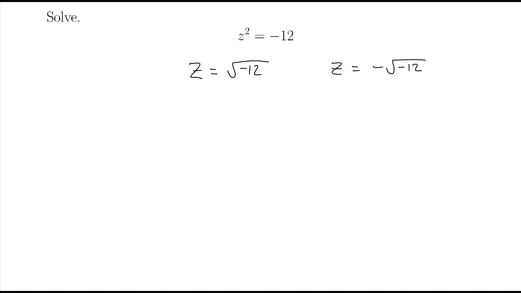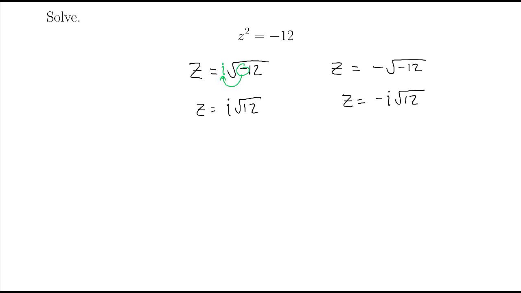Now, we used to say that you can't have a negative under a square root. Okay, well, technically true, technically false. We can't leave it as a negative there, but we're not going to say that this doesn't exist anymore. Okay, this negative on the inside will be rewritten as an i on the outside of the square root. So that would become i times the square root of 12. And over here, it will become negative i times the square root of 12.